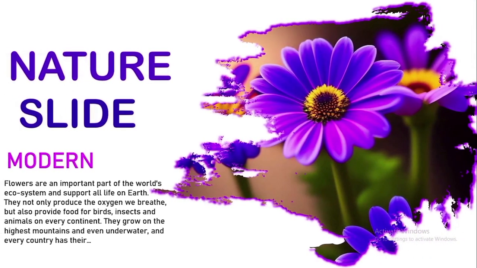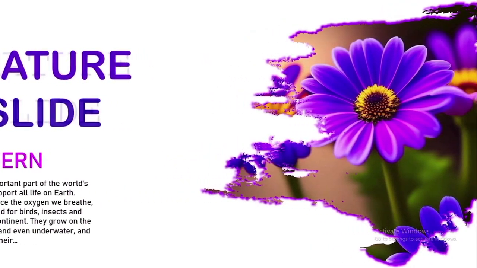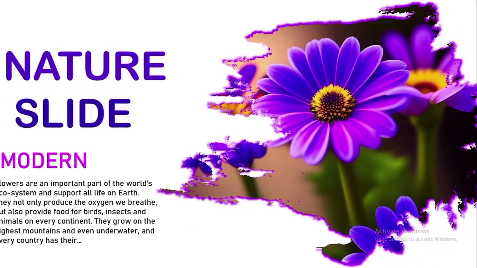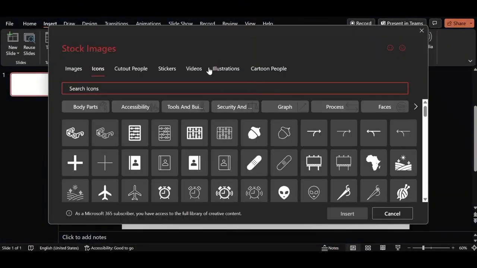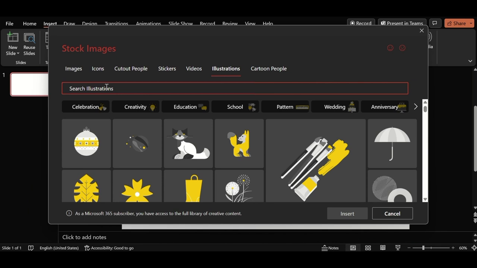In this video, we will show you how to create an engaging PowerPoint slide design using illustration and the Morph Transition. So, watch the video till end. Let's start the video. Click on icons, go to illustration, search paint here.